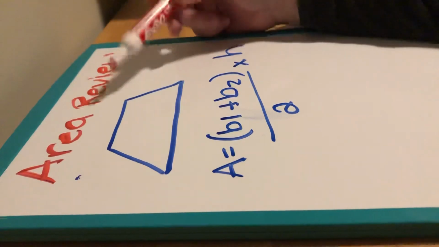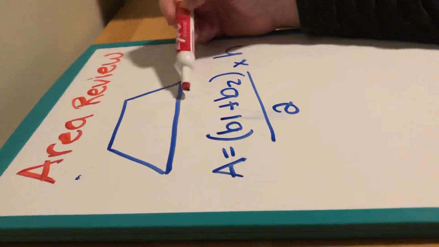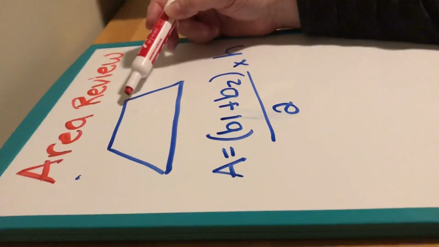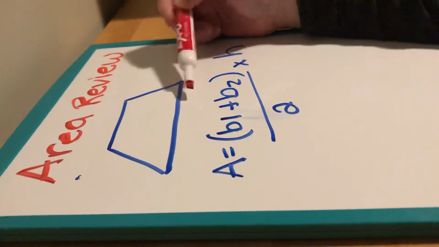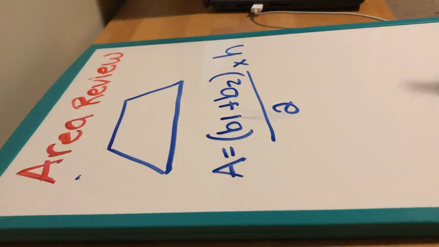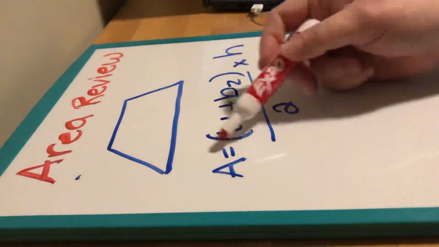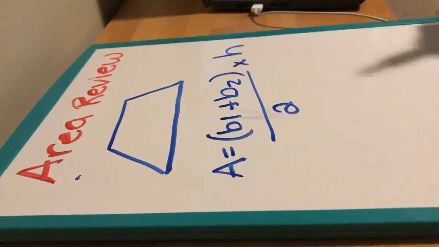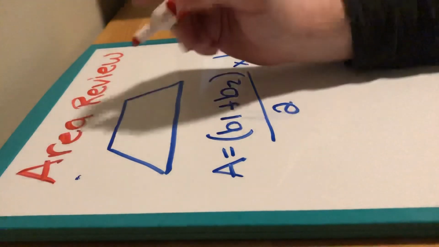So if you go back to our original shape, these are two parallel lines. They're not the same length. So we need to find an average or a mean length. So we need to add them together and then divide by 2. And that's what this whole piece of the formula is, to find out what is the mean base.